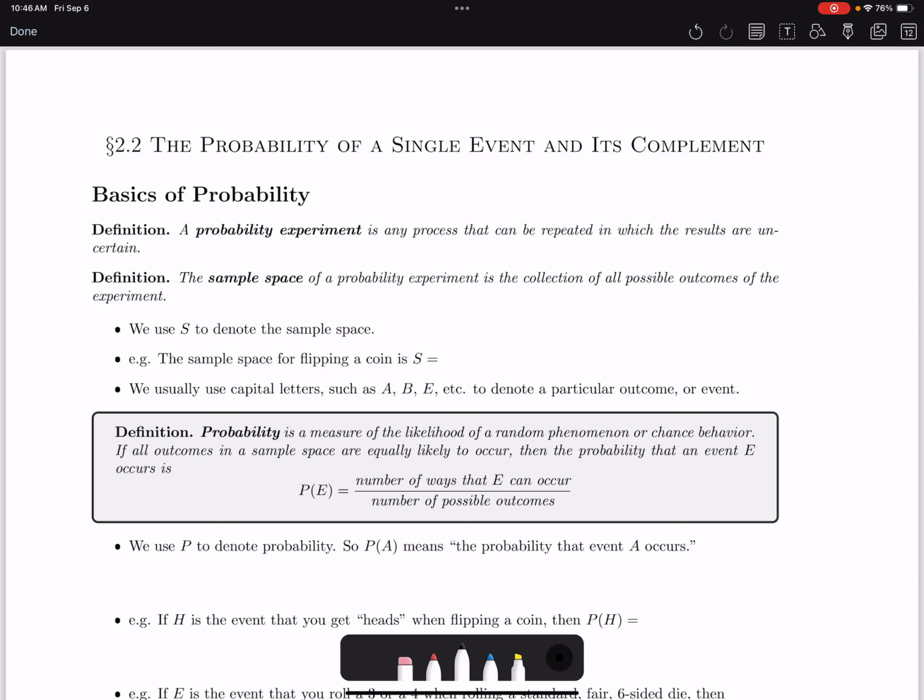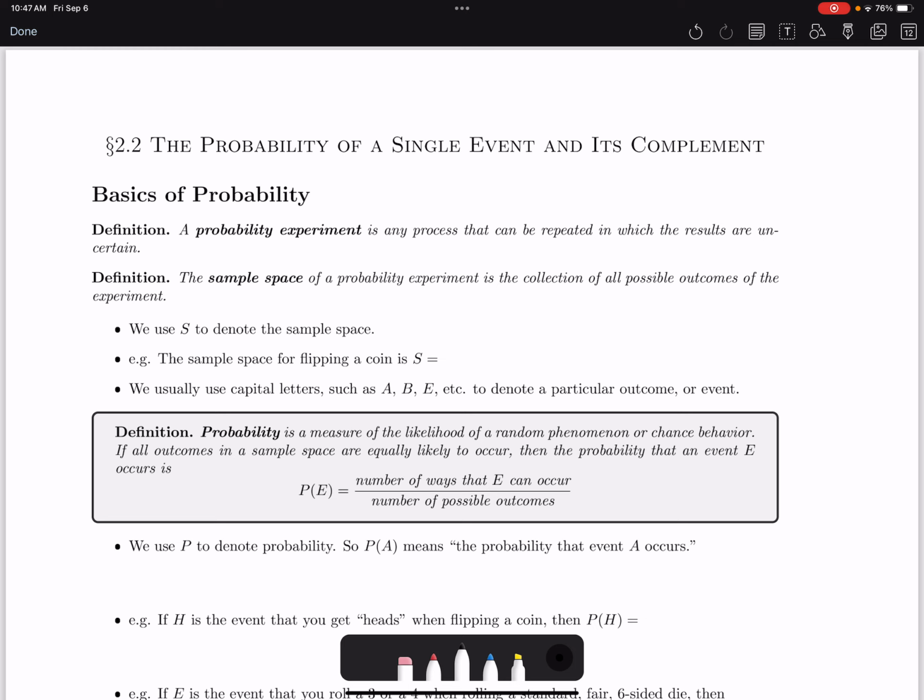All right, let's move on to section 2.2. Here, we're actually going to introduce the concept of probability. In the previous section, 2.1, we just talked about how to count up the number of ways something can occur. We use that in probability because the probability of an event occurring is the number of ways that the event can occur divided by the total number of possible outcomes. Okay, so let's get into it.